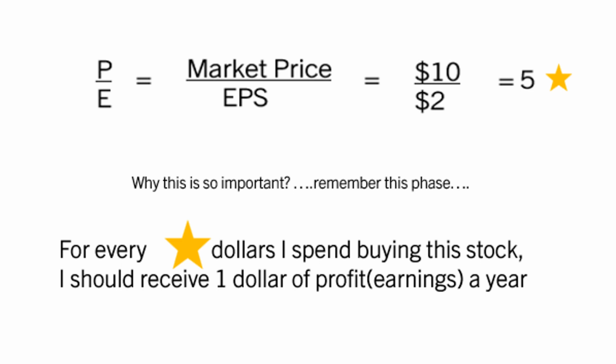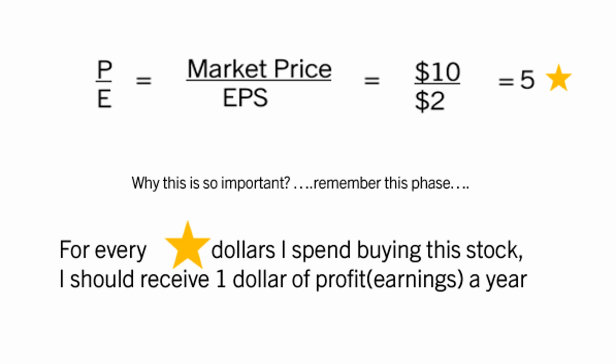So as you can see, the higher that PE ratio is, the worse that sentence sounds. Because if I said for every $100 I spend buying the stock, I should receive $1 profit a year later, that doesn't sound nearly as good as for every $5 I spend buying that stock, I should receive $1 in profit a year later. So when you start talking PE ratios, you are obviously looking for something that's lower in number, because that's a lot better than something that's higher.